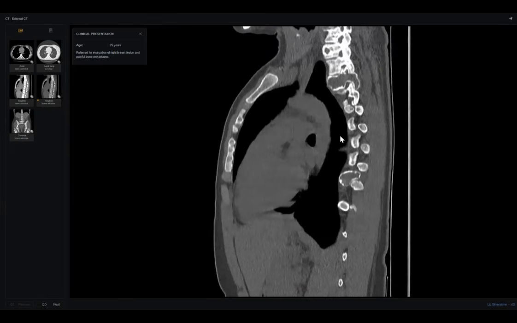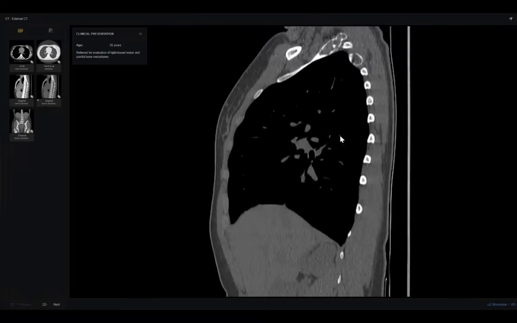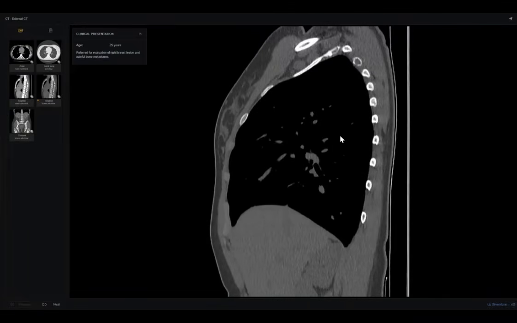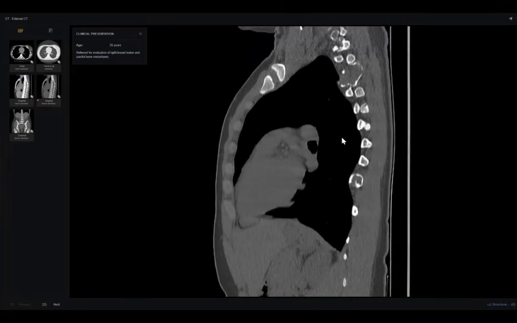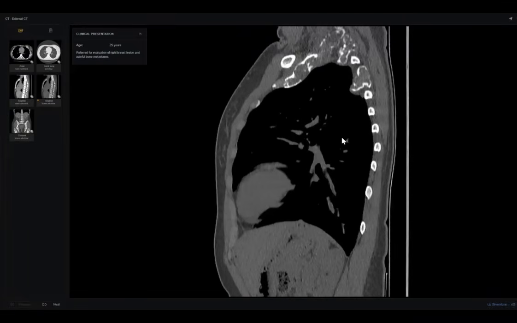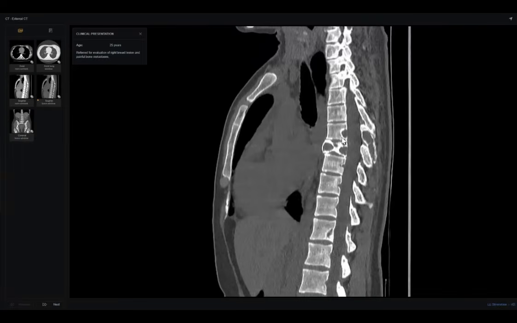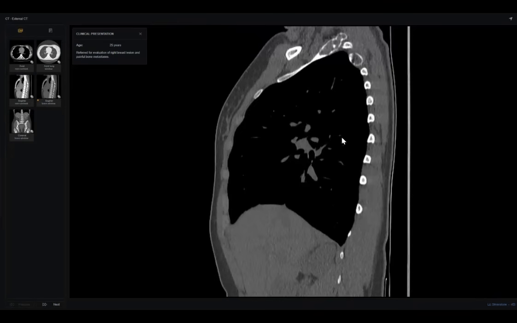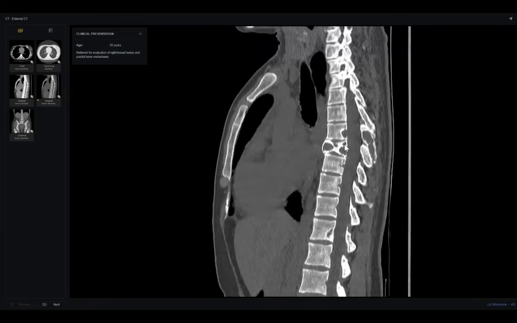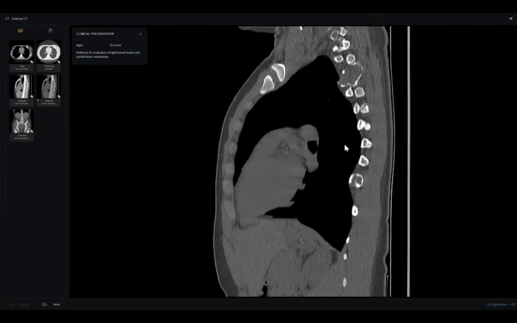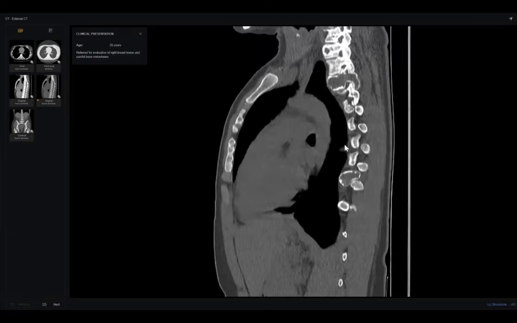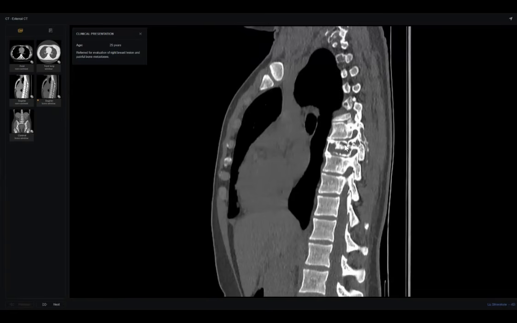This is the sagittal bone window view of the chest. I can see multiple lytic lesions involving the dorsal vertebrae, involving the posterior elements of the vertebrae, and also multiple levels of the ribs.